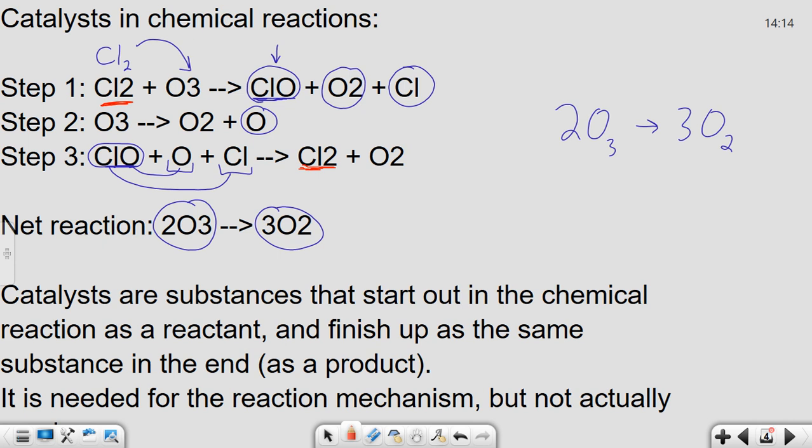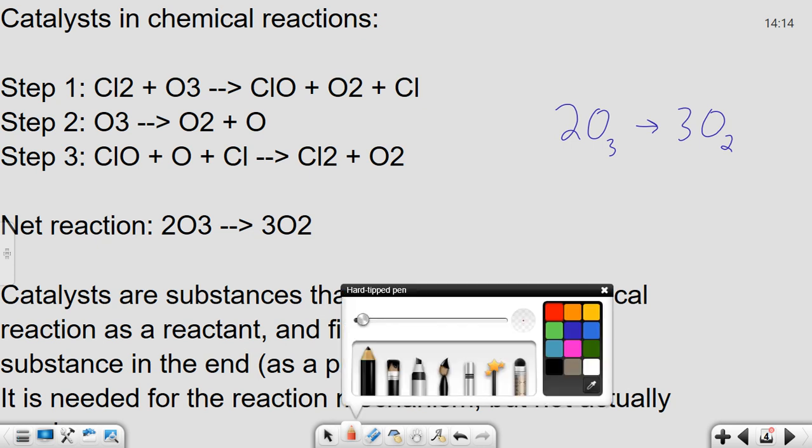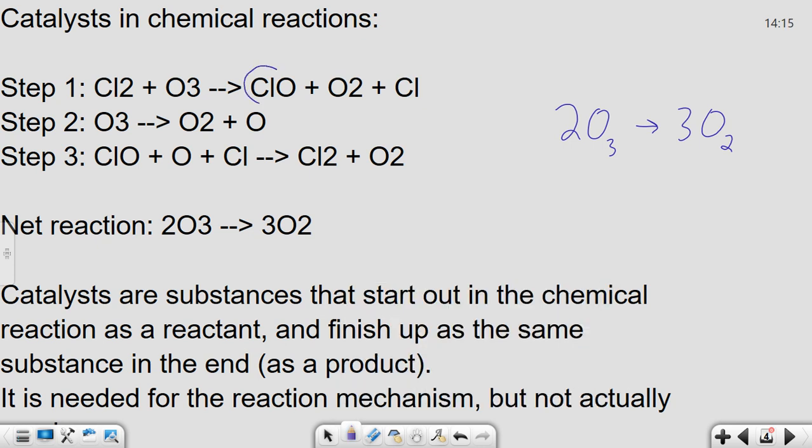Now, let's look carefully here. I'll erase these annotations so we can see a little more clearly what we're talking about. 2 chemicals I want to look at very closely. First one is the ClO. We make it in the first step. We destroy it in a later step. That's the only place chlorine monoxide, or ClO, shows up anywhere in this equation, which means ClO is an intermediate. It is formed in one step, destroyed in another, as part of the reaction mechanism.